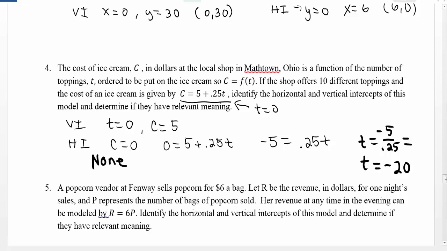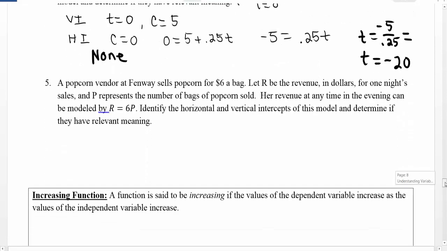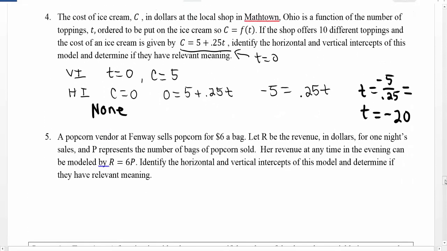So our popcorn vendor at Fenway sells popcorn for $6 a bag. Let R be the revenue in dollars for one night's sales, and P represents the number of bags of popcorn sold. Her revenue at any time in the evening can be modeled by R equals 6P. Identify the horizontal and vertical intercepts of this model and determine if they have relevant meaning.